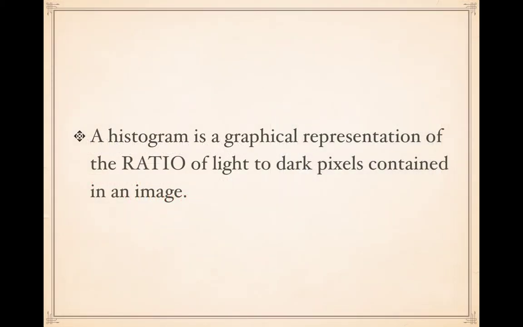So again, we said it's a graphical representation of the ratio of light to dark pixels contained in an image. And that word ratio is important because it's not showing you how many pixels are in an image at a given tonality. It's just showing you the ratio based on the total number of pixels, how many of them are darker as opposed to lighter. But it's not giving you an actual count. It's just a ratio that lets you determine, by looking at the histogram, what you should be seeing on screen.